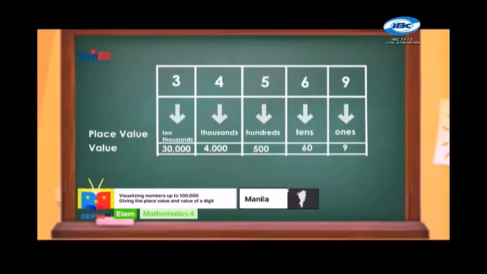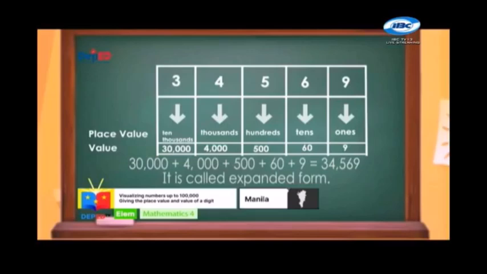It can be expressed as 30,000 plus 4,000 plus 500 plus 60 plus 9 is equal to 34,569. It is called expanded form.